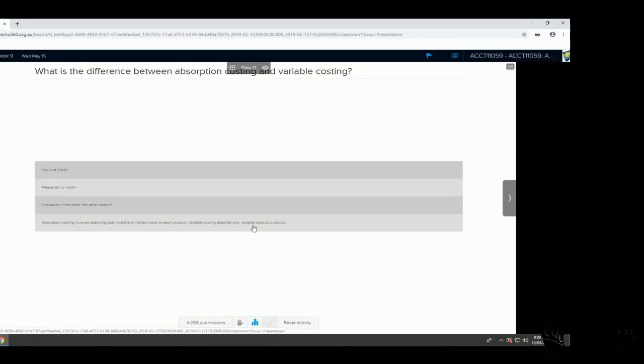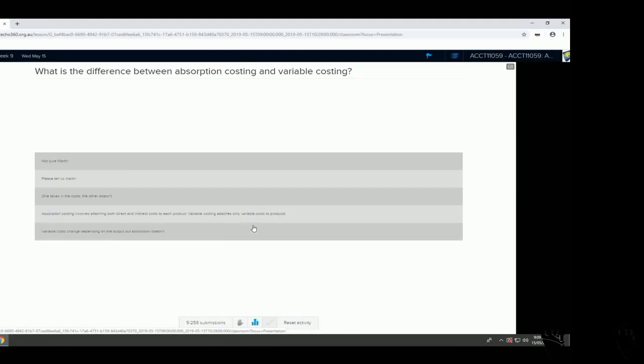Absorption costing involves attaching both direct and indirect costs to each product. Variable costing attaches only variable costs to products. This person may have looked at the next slide or the materials, or they may know it, but that's right. Variable costs change depending on the output, but absorption doesn't.